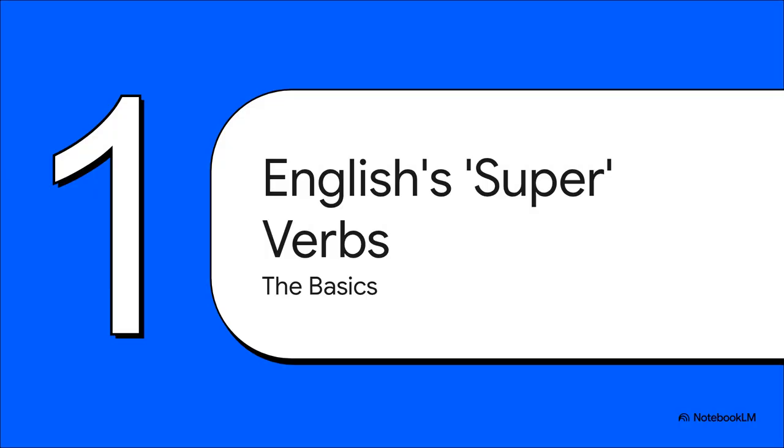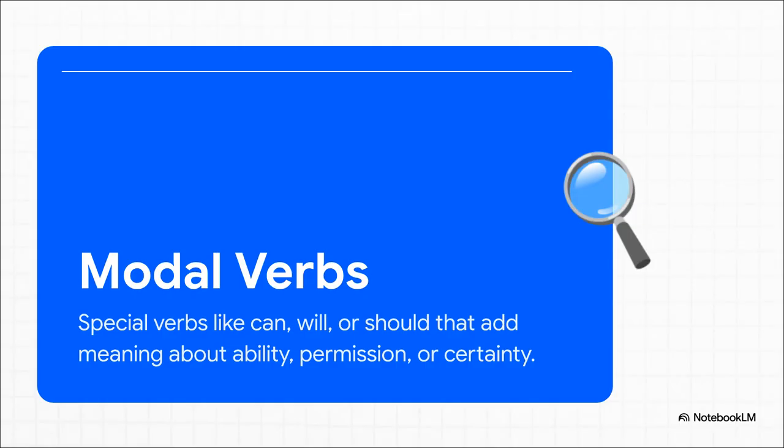So let's get into what makes these verbs so super. They are, without a doubt, the essential tools for adding all those subtle shades of meaning, possibility, obligation, permission to everything we say. So what are they technically? Well, they're a special kind of helper verb. They don't really work on their own. They team up with a main verb to change its meaning. So you get ability, like in I can't swim, or maybe some advice, like in you should go.